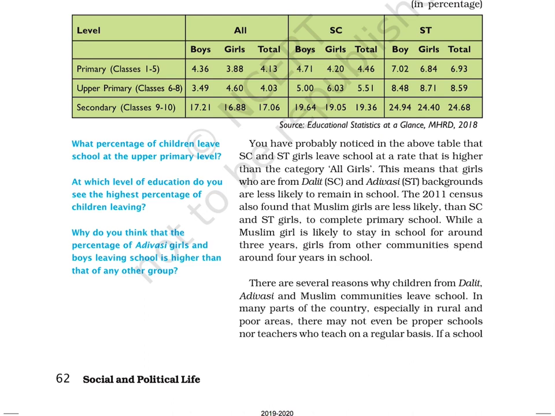In the level column, it is mentioned primary, that is classes 1st to 5th, upper primary, that is classes 6th to 8th, and secondary, that is classes 9th to 10th. Under the categories of all, SC and ST, the percentage of boys and girls who leave schools from different social groups has been mentioned. Source: Educational Statistics at a Glance, MHRD, 2018.